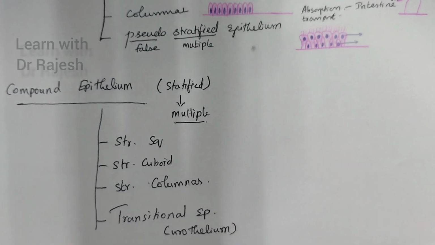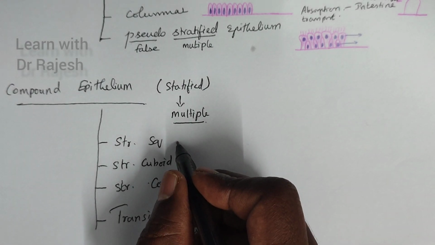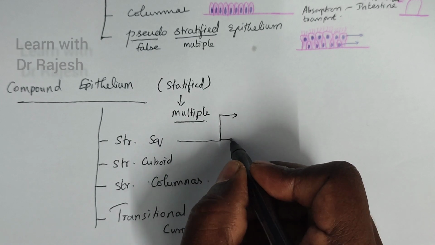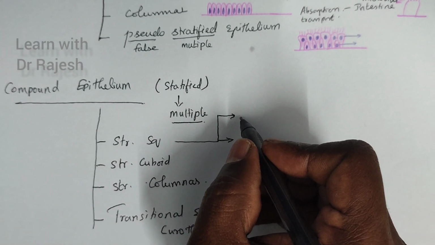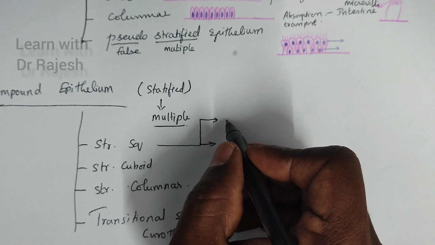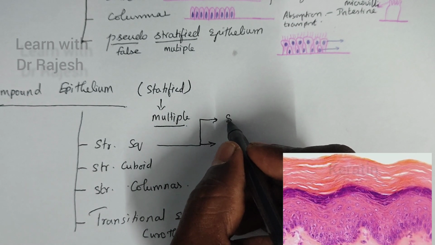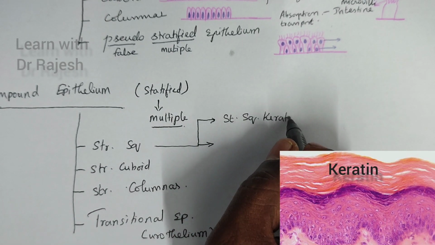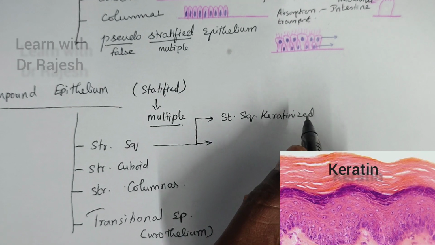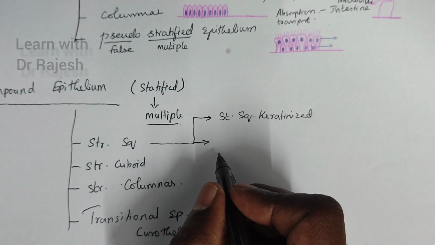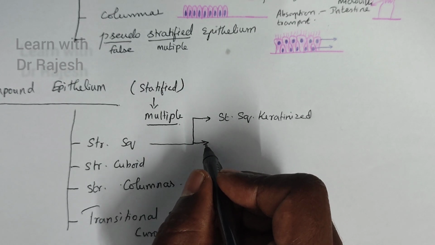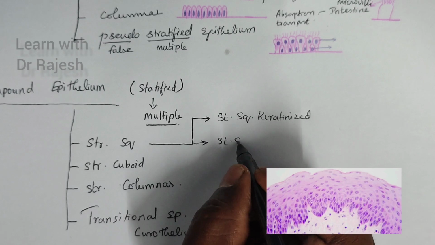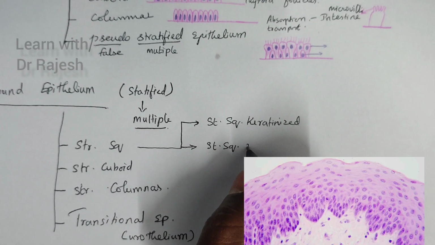Okay. Now the stratified squamous epithelium is again classified into two variants, depending on presence of keratin layer and absence of keratin layer. When the stratified squamous epithelium contains keratin layer, it is called stratified squamous keratinized epithelium. When the stratified squamous epithelium doesn't contain keratin layer on top, it is called stratified squamous non-keratinized epithelium.